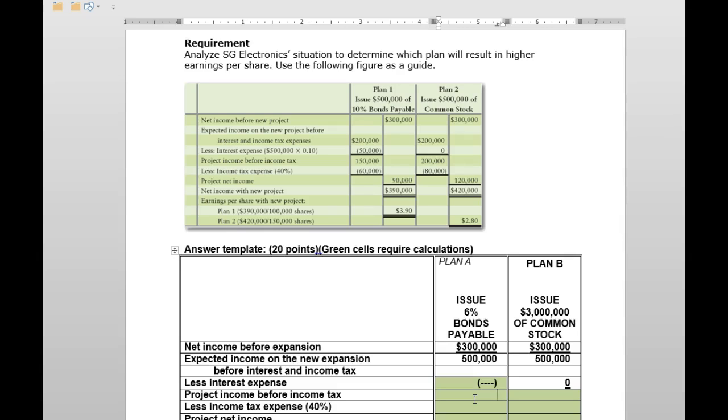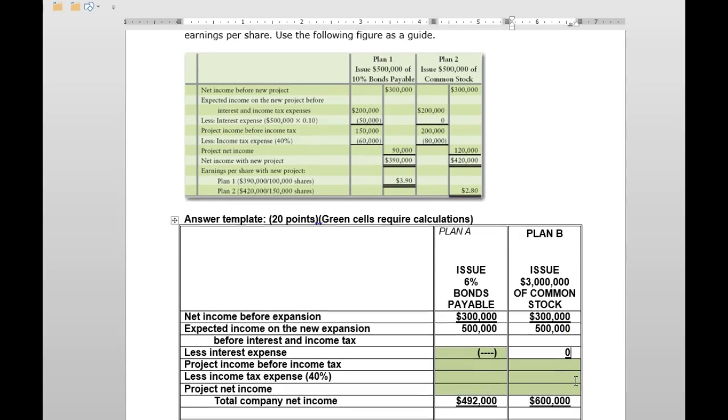Now, what you're going to have to do next is do the same thing with common stock. And that is not going to have any interest expense. So you're going to have a $300,000 net income before expected income, so that's still good, but you'll not have any interest payment to make. So now, add these up, subtract whatever you get here to come up with a net income. And what is your net income here?